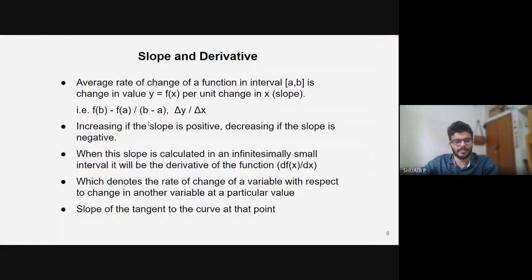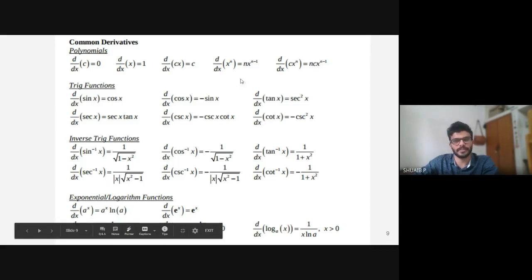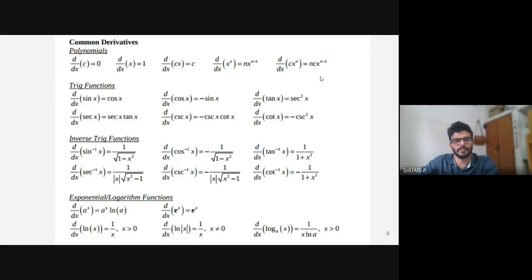So stop me if anyone has any doubt or anything to be clarified. Yeah, so these are the common derivatives for different functions. I will be sharing these slides with all of you, so you can have a look at them later. Most of these things we would have studied in 12th class or something.